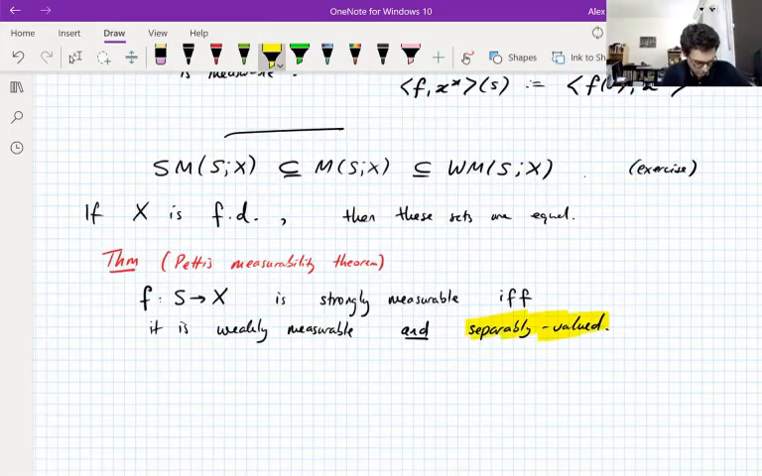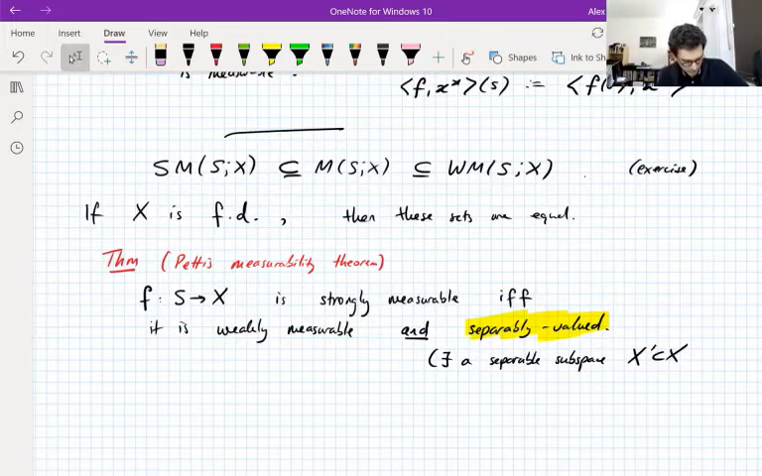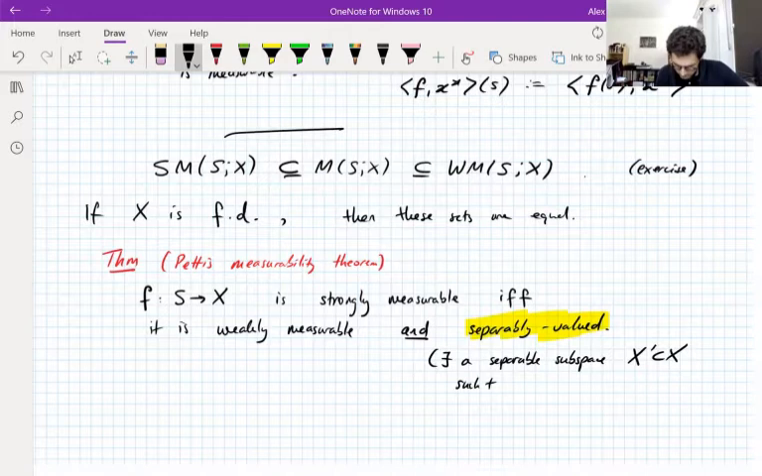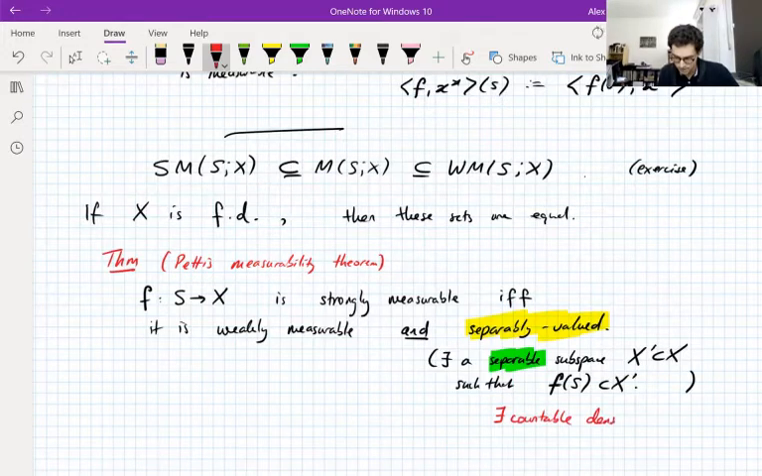What do I mean by separably valued? What I mean is there exists a separable subspace x prime of x. I'll say what I mean by separable in case you've forgotten. There exists a separable subspace of x such that f actually just maps into x prime. So f doesn't necessarily see all of x, it just sees a separable subspace of x. What does separable mean? Anybody remember what separable means? That there exists a countable dense subspace. Yep, subset. There exists a countable dense subset.